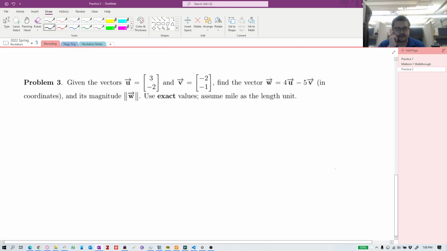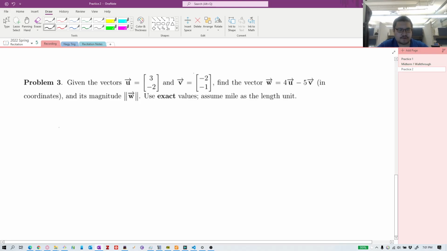All right, so we have two vectors. We want to find this vector w. We do some arithmetic to the given vectors and we get the vector w. And then we also want to find the magnitude. Use exact values, and units are going to be miles. So the miles part only applies to this magnitude.